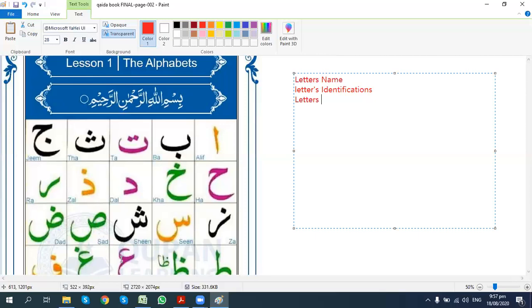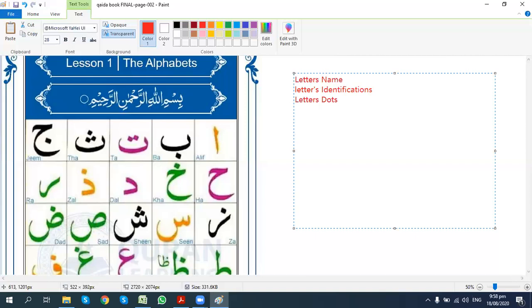In the third point we give the letters' dots. We tell our student whether the letter has a dot or not, and if it has, how many dots, and whether it appears on the top of the letter or at the bottom. So you can discuss these points. These three points we will teach simultaneously from Alif to Ya, and then we will start the second round.